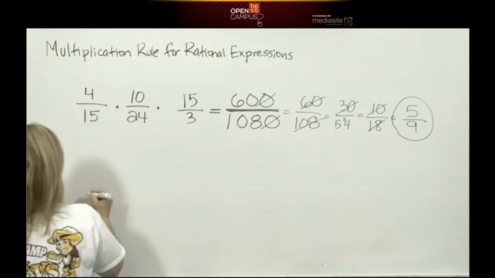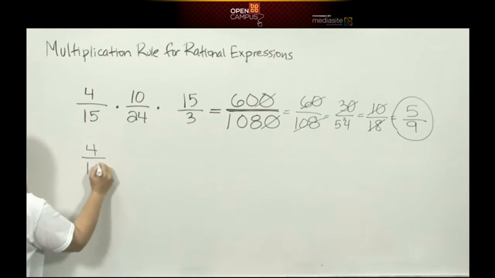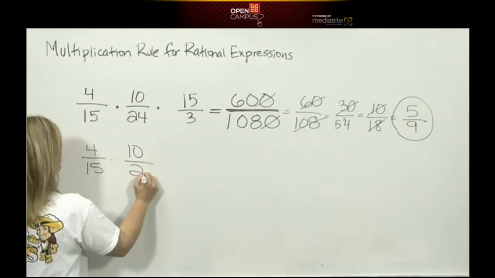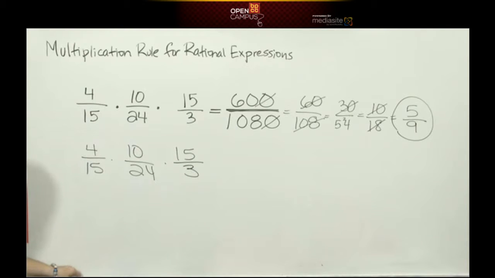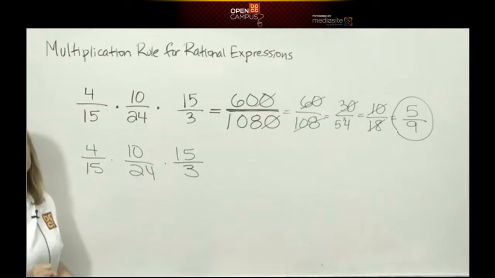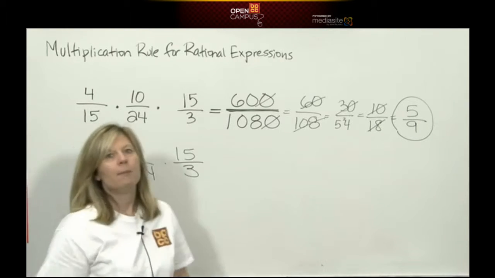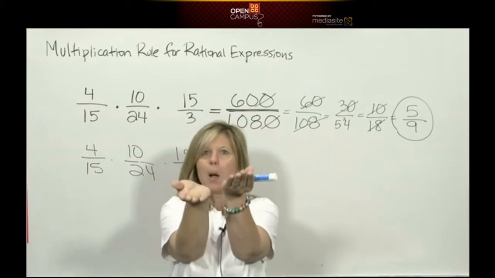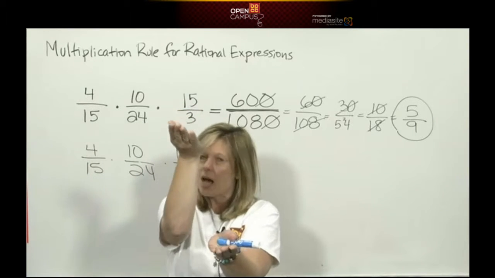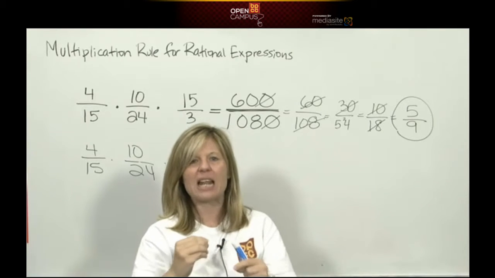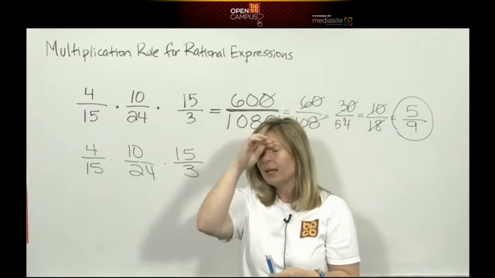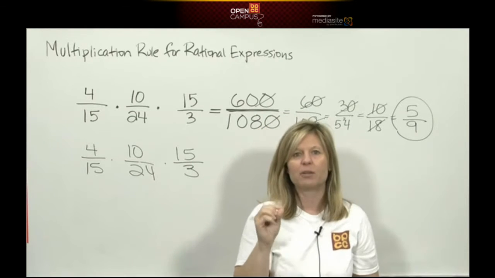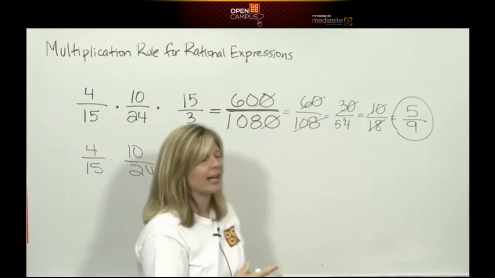So let's write the expression again. 4 15ths times 10 24ths times 15 thirds. The dots mean multiplication, the bars mean division. Because multiplication and division are equal, mom does not go before dad. We could do multiplication and division in either order. And that's where you all learned about canceling. Now, the problem with canceling is you have to be organized. So this is the method I go about.